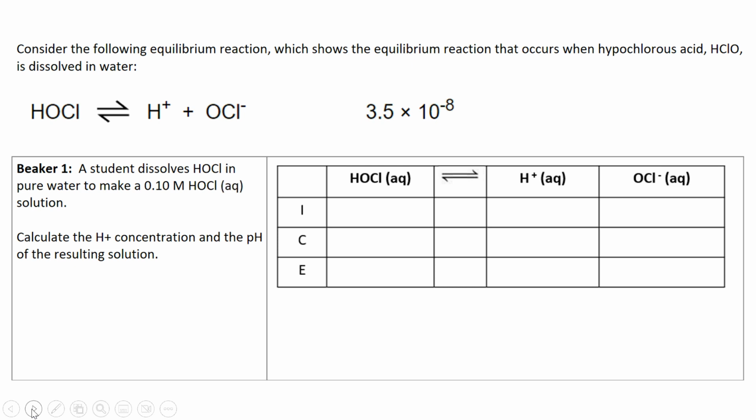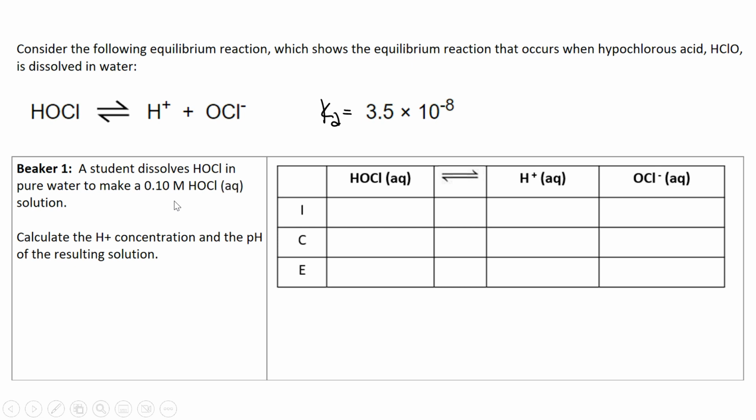So now let's look at an example. This is hypochlorous acid, HClO or HOCl. When you place it in water, it dissociates and makes hydrogen ions and OCl- ions. This is the Ka value for this reaction. Ka is 3.5 times 10 to the -8. So we're looking at a couple scenarios. First scenario is what happens when we put HOCl in pure water. So we're dissolving HOCl in pure water to make a 0.1 molar HOCl solution.